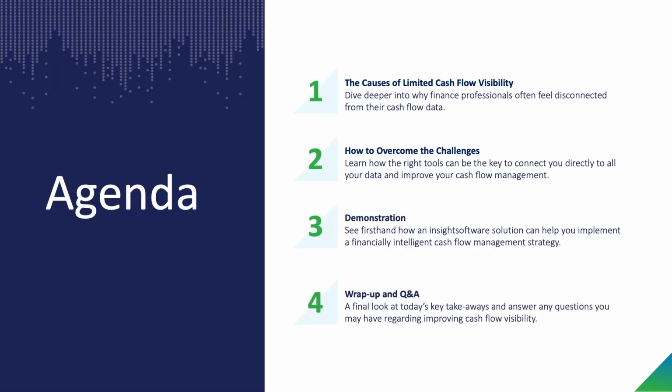A little bit about the agenda. What we'll cover today, we're going to break it down into four distinct areas. We're going to talk about the causes of limited cash flow visibility. We'll dive a little deeper into those, the profession itself, why you feel disconnected, and the challenges facing today's market. We're going to learn how to overcome those challenges using the right tools. Your tool belt will now have some different techniques, tricks and functions in it to help address those challenges.